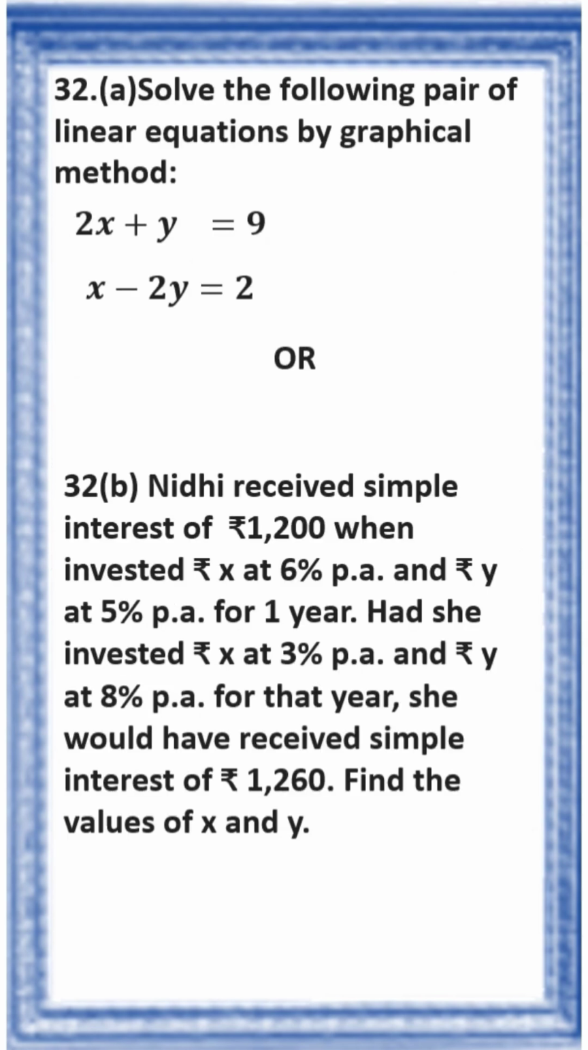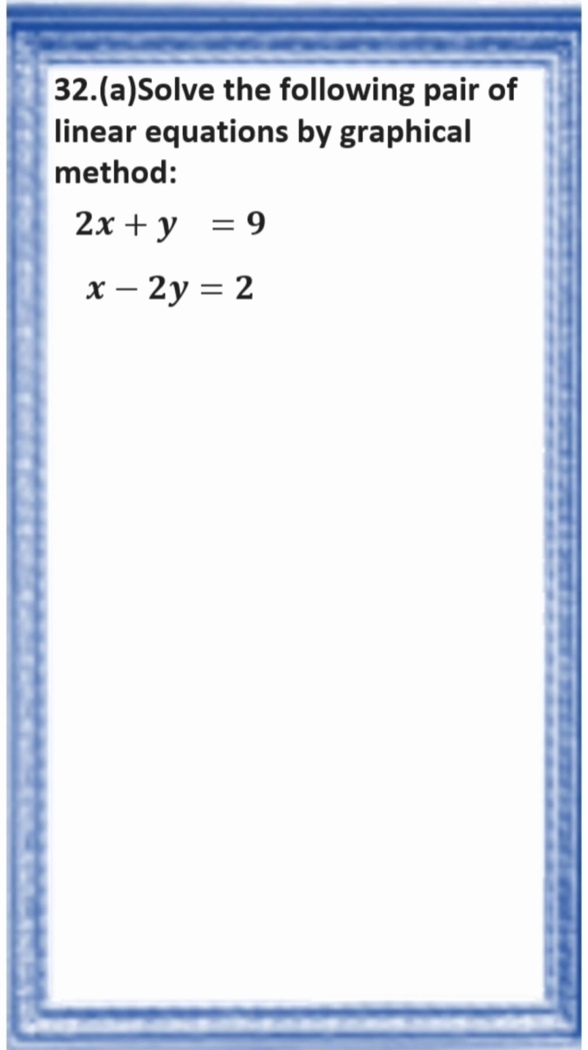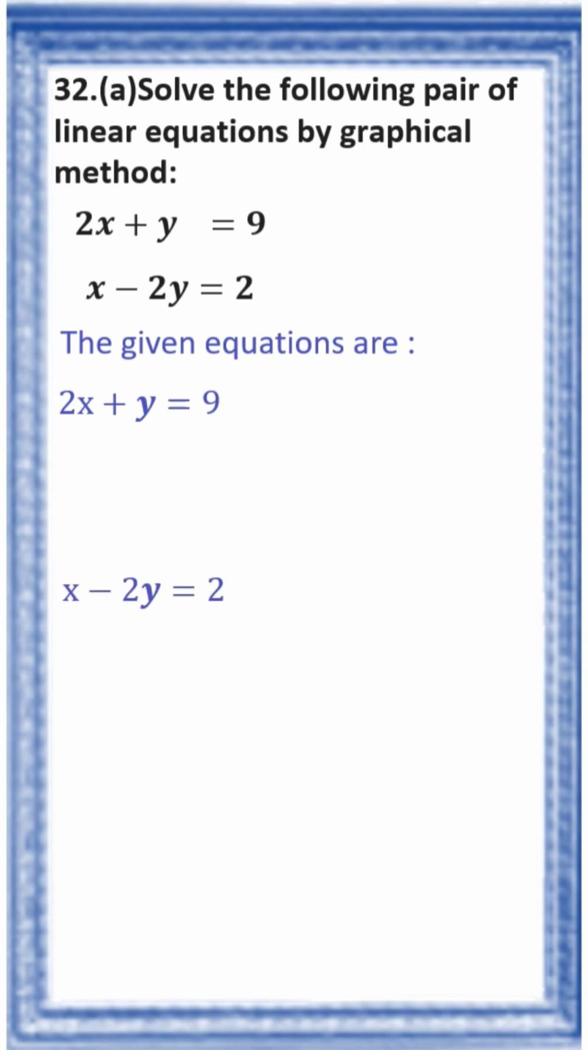Now let me solve 32nd question. There are two questions. You can solve any one of these. Solve the following pair of linear equations by graphical method is the first one. 2x plus y is equal to 9, x minus 2y is equal to 2. Now the given equations are 2x plus y is equal to 9, x minus 2y is equal to 2.